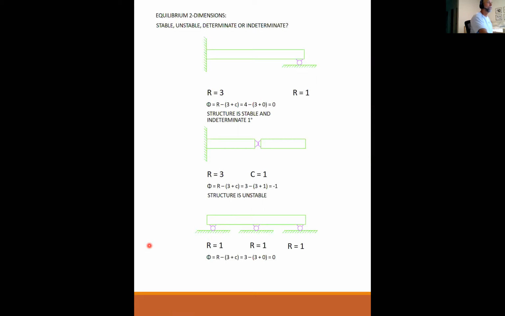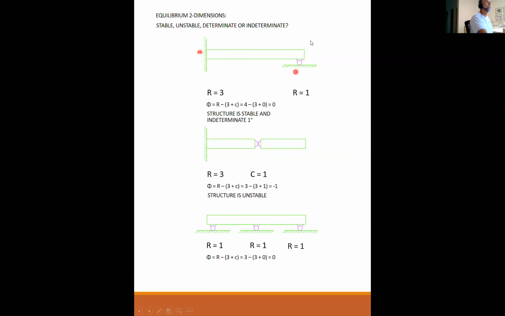Okay, so you have to watch out for that as well. You have to have restraint in the horizontal, restraint in the vertical, and restraint in rotation. And so you have to just check that all of your reactions cover horizontal, vertical, and rotation.